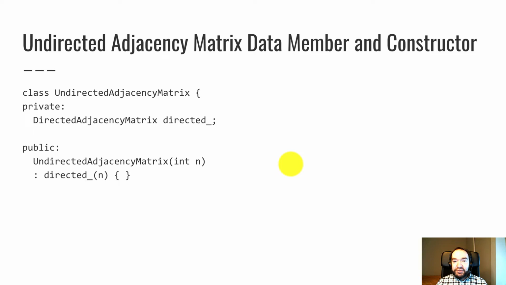These things are different between the two, the name and the constructor data member, but from then on, all the other functions are identical, actually. It's the same exact code in both. So first, the parts that are different. We have our undirected adjacency matrix, and it only has one data member of a directed adjacency matrix. That's the data structure that actually holds all the information. The constructor for undirected adjacency matrix is given the number of vertices, and it just calls the constructor on the directed adjacency matrix with the same number of vertices.